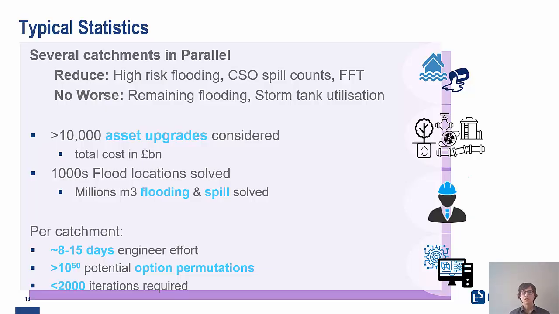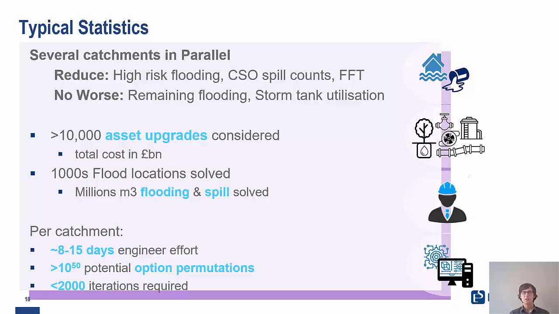To do that, we'll be solving tens of thousands of asset upgrades across the networks, with total costs running into the billions if everything was to be implemented, though obviously the optimizer finds the subset of that which is actually necessary. And solving thousands of individual flood and spill locations with millions of meters cubed of flooding and spill being removed.